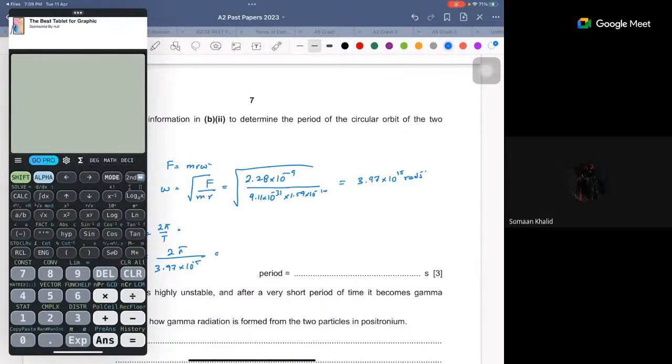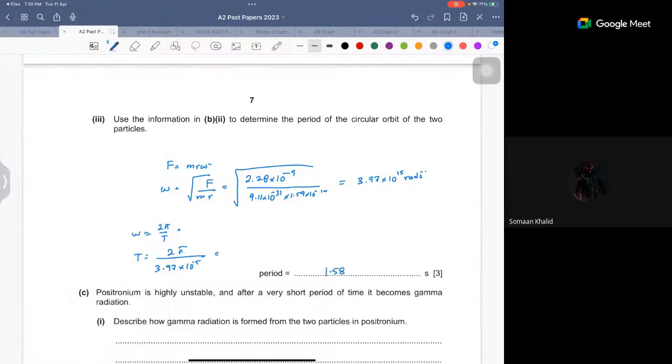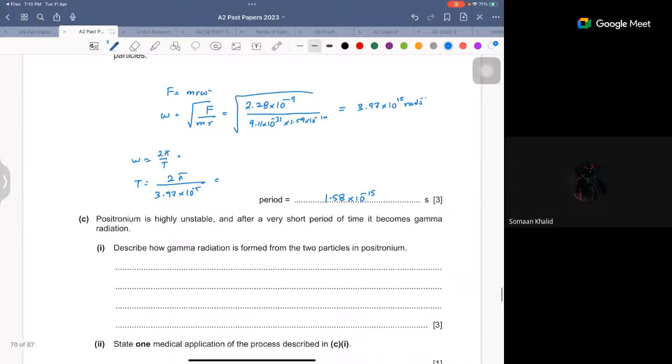It's 1.58 times 10 raised to negative 15 seconds. Pretty good. If you have any questions, please let me know. Now, positronium is highly unstable, and after a very short period of time, it becomes gamma radiation. Describe how gamma radiation is formed from the two particles in positronium.